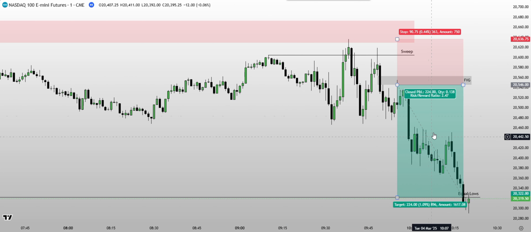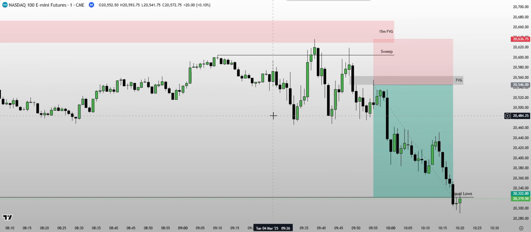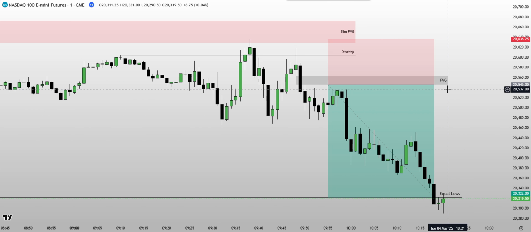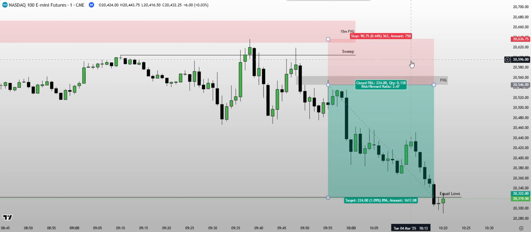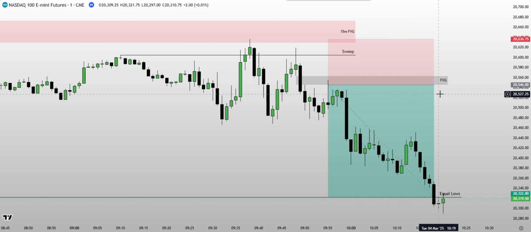So this is how you can determine bias. This is how you can use that top-down approach to formulate a bias, to formulate moves, and take full advantage of this type of analysis. So with that being said, I hope you learned something insightful of how to determine bias, how to find the draws on liquidity, how to see if the market is one-sided or not, using very simple concepts.